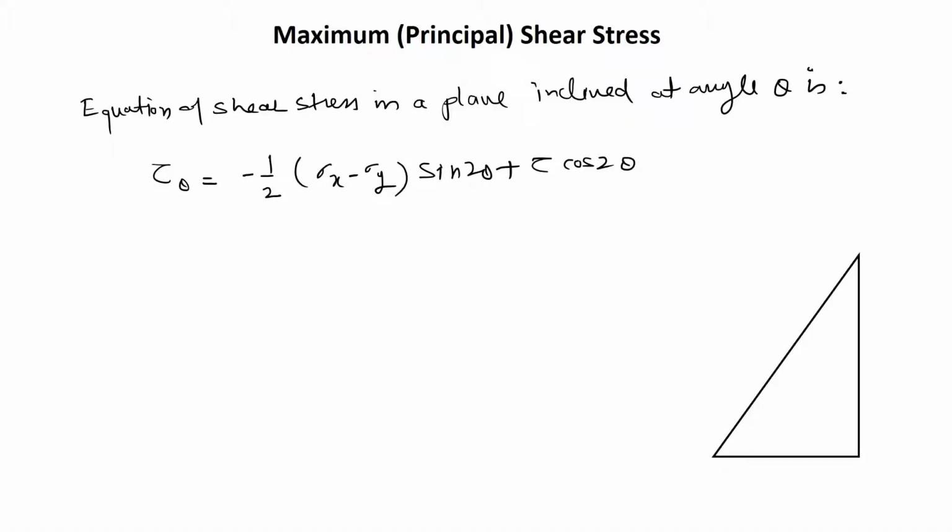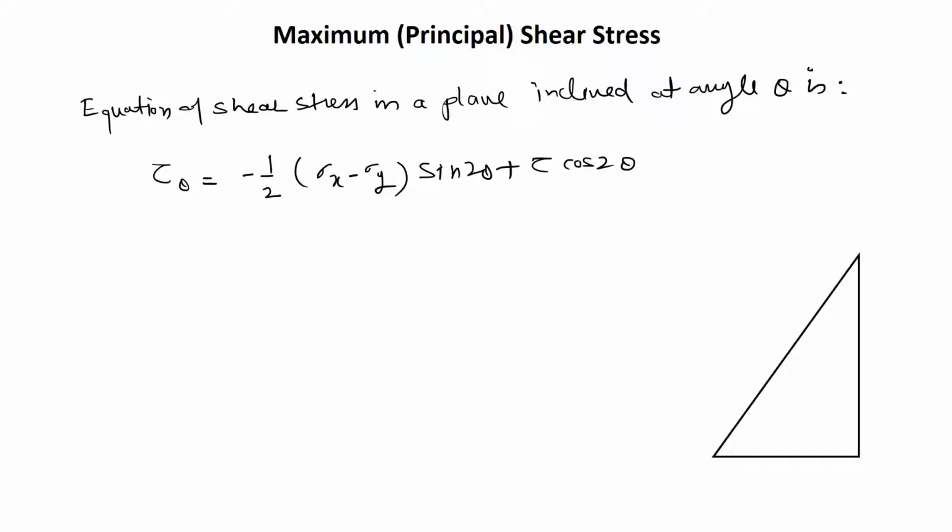Hello everyone, welcome back. In this lecture we are going to study the maximum or principal shear stress. As we know, in any complex system of loading, the maximum and minimum normal stresses are the principal stresses, and shear stress is zero in that particular plane. To find the maximum value of shear stress and its plane in such a system, consider the equation of shear stress in a plane, which is given by tau theta is equal to -1/2 (sigma x minus sigma y) sin 2 theta plus tau cos 2 theta.